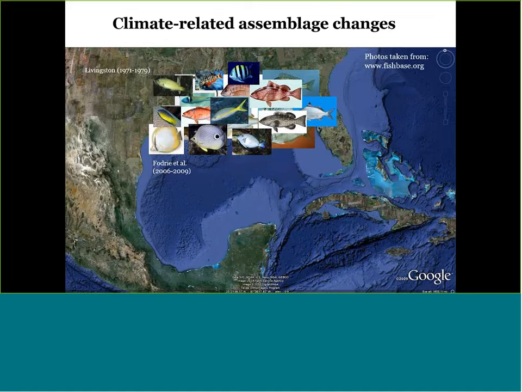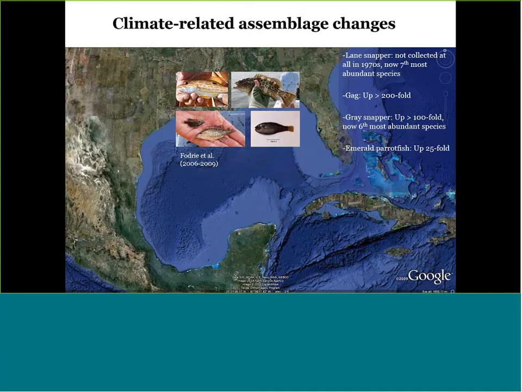So we saw things like surgeon fishes and butterfly fishes, several species of snapper. The one in the middle is called a yellowtail snapper. Several species of grouper on the right, like black grouper and red grouper, and even some parrotfishes.